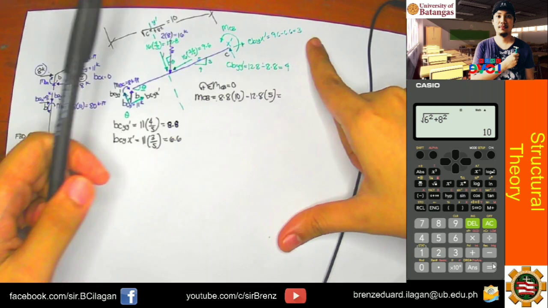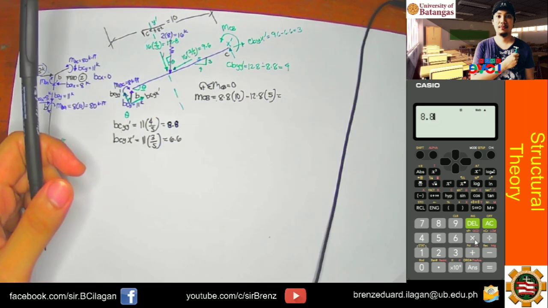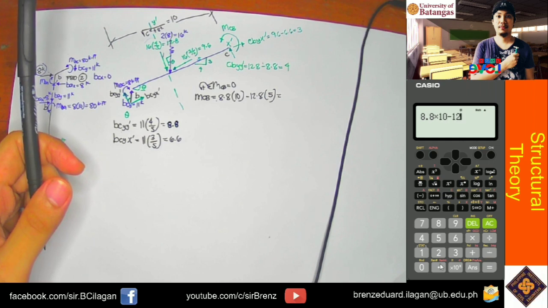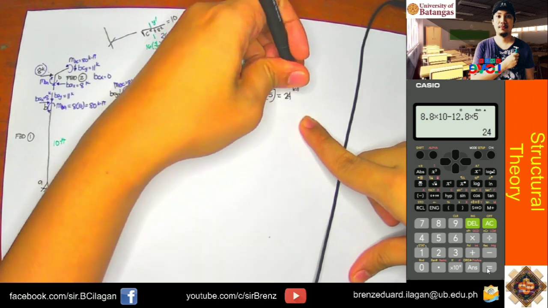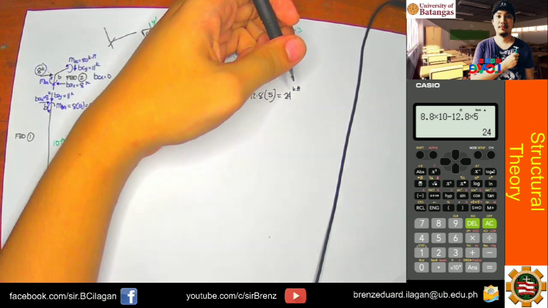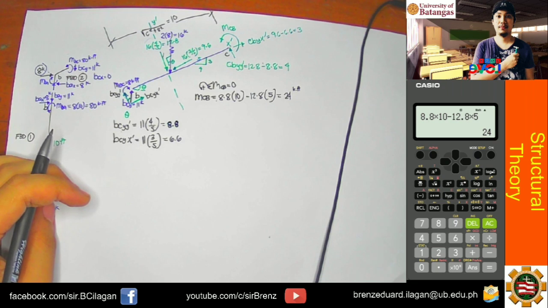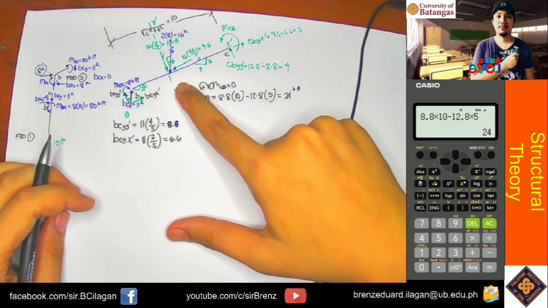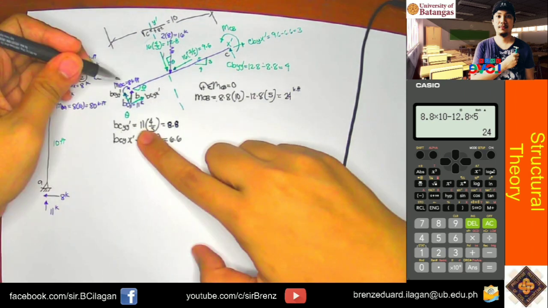What is the answer? So 8.8 guys, times 10, then minus 12.8 times 5. So the answer for moment CB is equals to 24 kips. Okay, so check nyo nga. Moments. Ay, may nakalimutan ata tayo. Kulang pa to. Nakalimutan natin to. Yung moment BC.